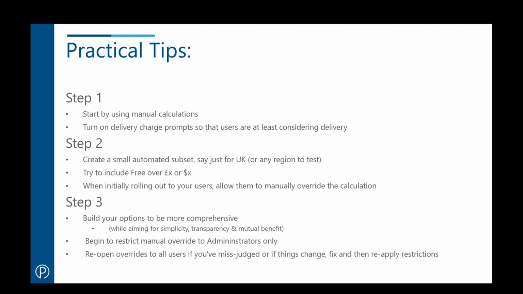So once you're confident that your automated calculations are correct, you can then start to restrict the manual calculations so that users get that option taken away and have to use your calculated options. And obviously, you can very quickly reopen the manual override to users if you've misjudged the delivery calculations that are required, or if your delivery supplier suddenly changes and you haven't yet been able to go back and readjust all of your delivery charges. You can then fix that, and then obviously you can reapply the restrictions back to administrators only.